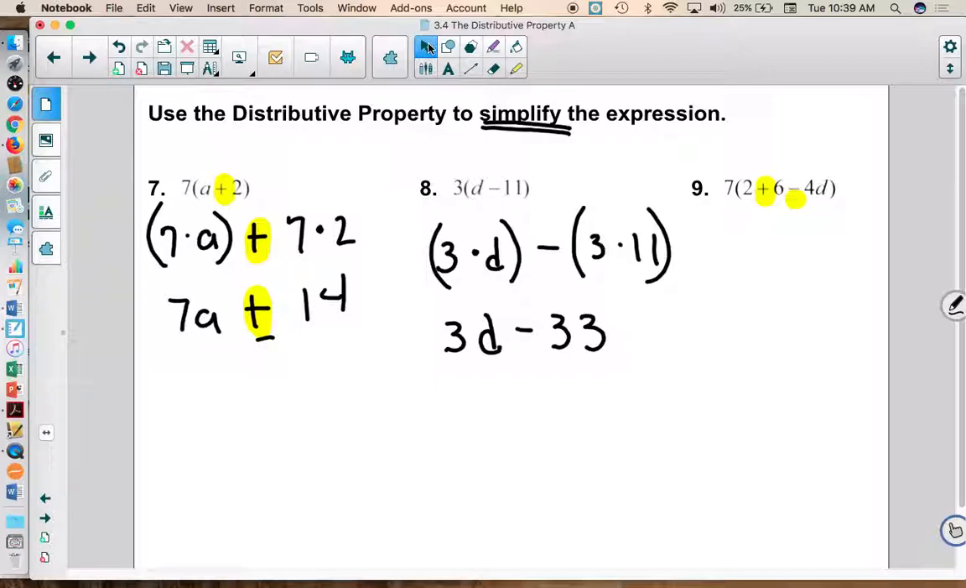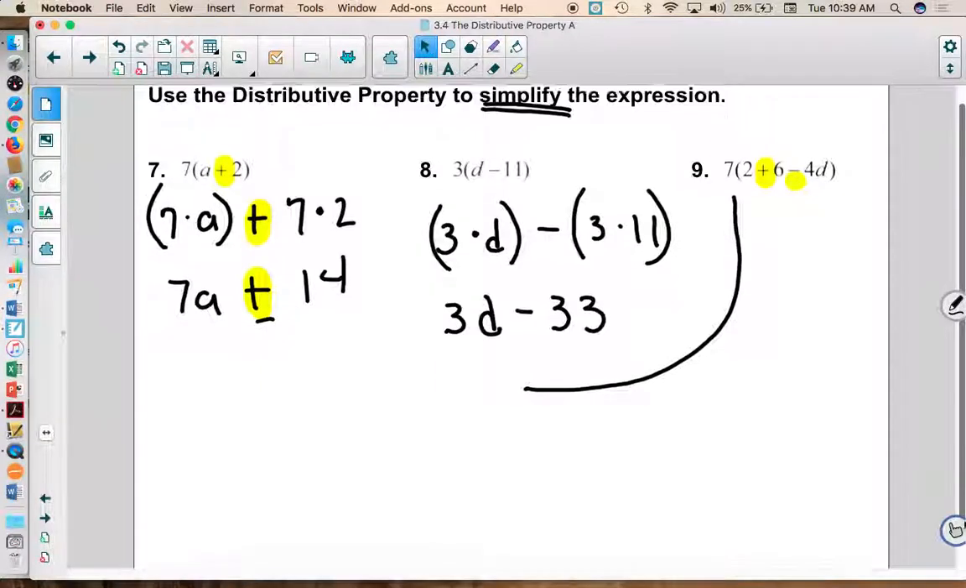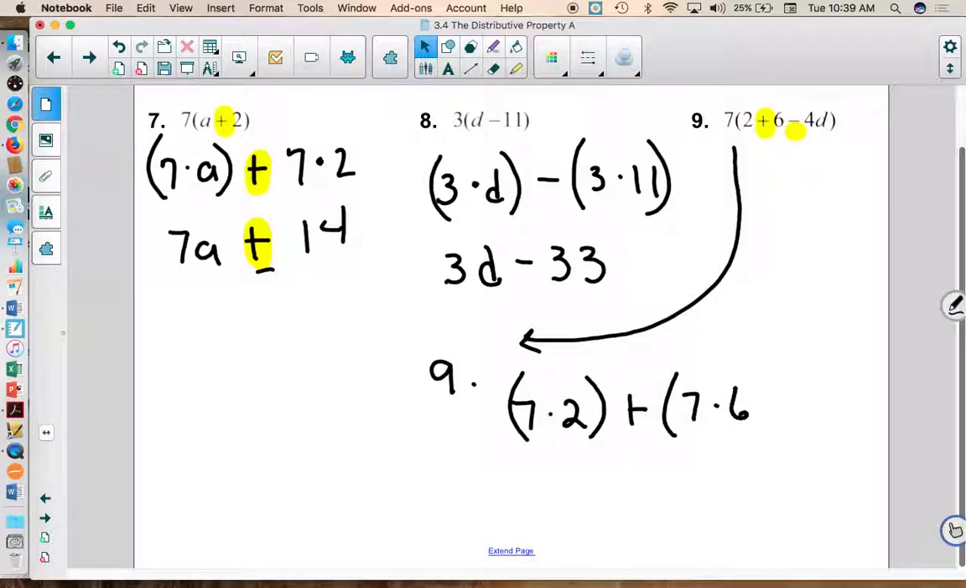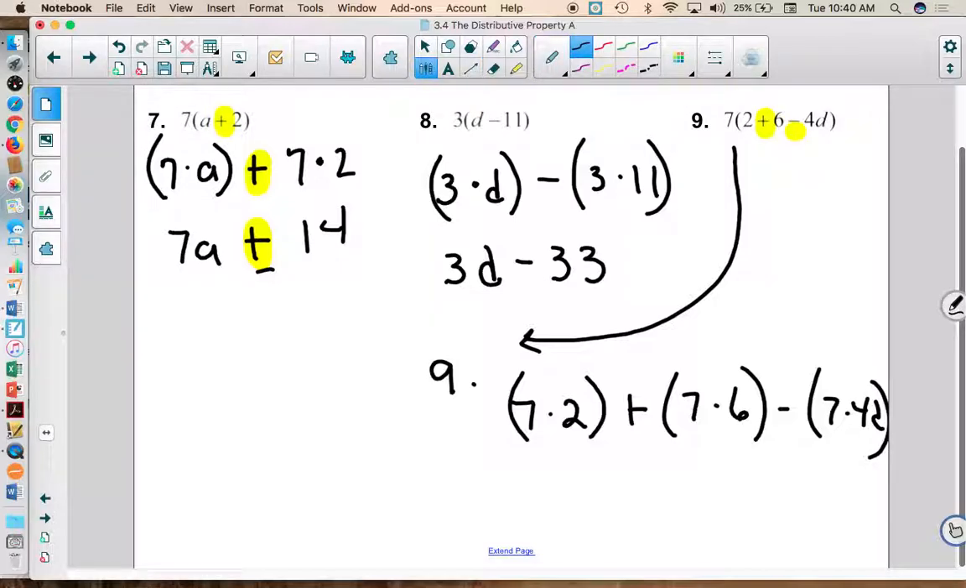Okay. What should this one look like? I'm gonna bring it down here because I can't show it there because there's not enough space. What should number 9 look like? Somebody tell me how to expand it. How am I gonna expand it, Chloe? 7 times 2 plus 7 times 6. Subtract. Oops, oh good. Mrs. Rakestraw wrote the wrong number. Minus what? 7 times 4. Good. That's exactly right.